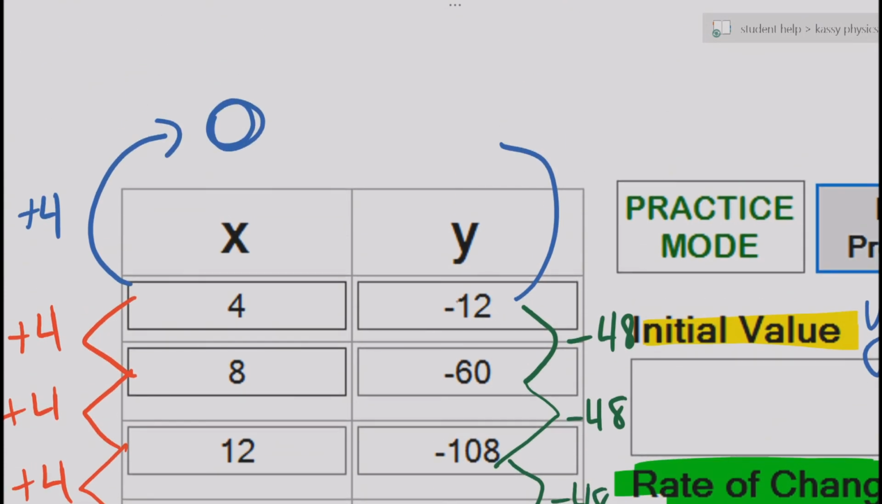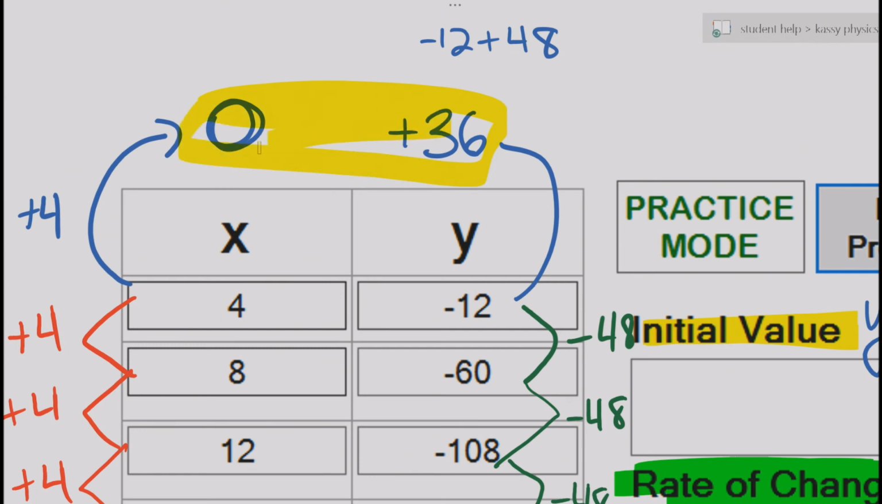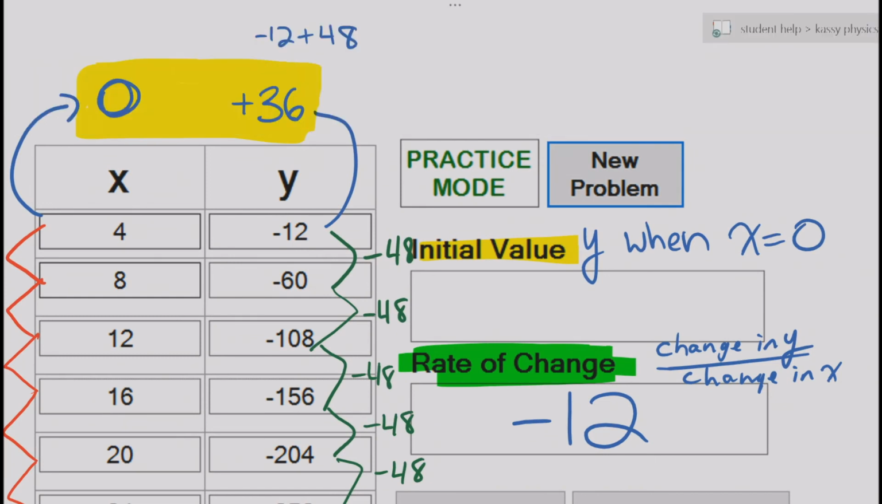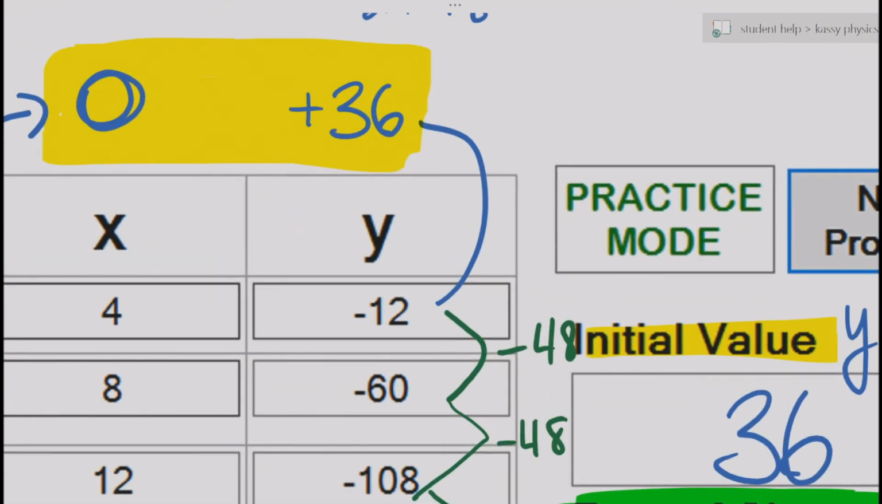So we would have to add 48 to this, just like we had to add 4 to this to get to 0. So this would be negative 12 plus 48. It's going up by 48 because we're counting up. And that would give me positive 36. So even though it's not shown on our table, that's the initial value, and we have to find it because they didn't give it to us on the table. So that's the sneakiest example you could see. Not all the questions on this ask you to do that, which is great, but if it does, nothing to be afraid of. You just work your way backwards on the table, just like that.